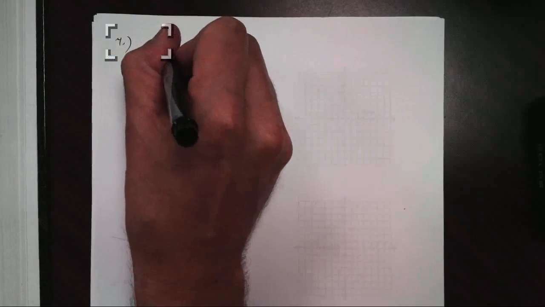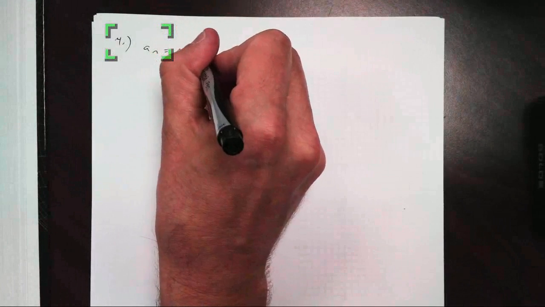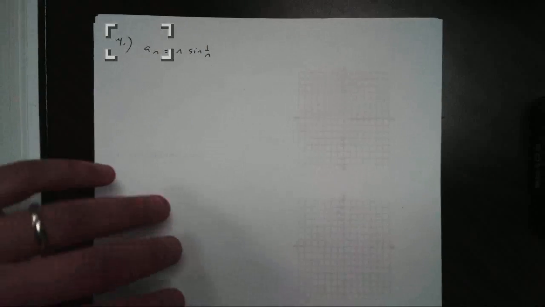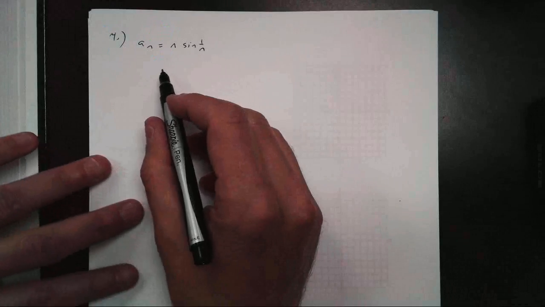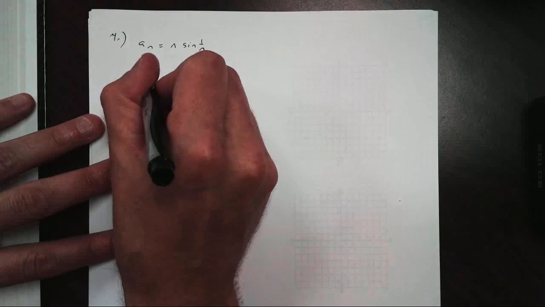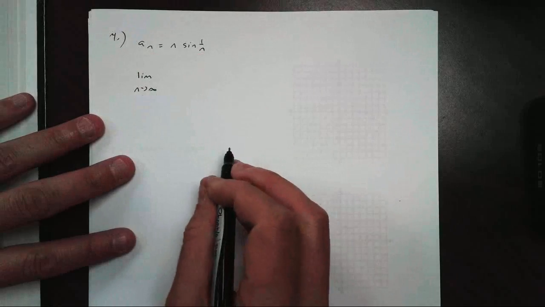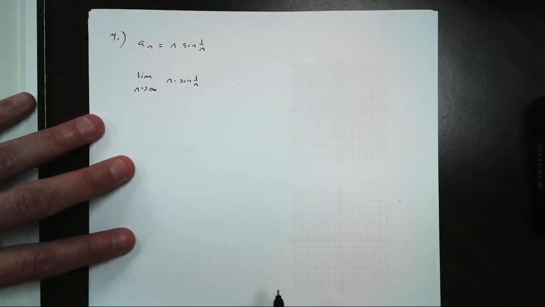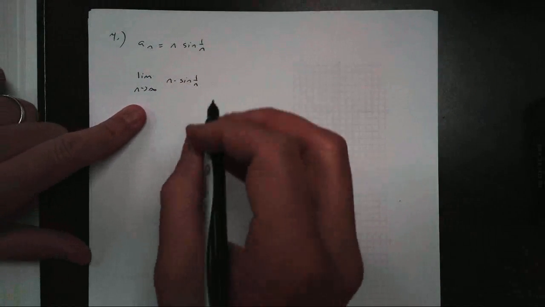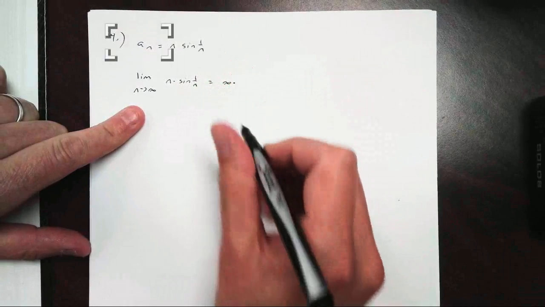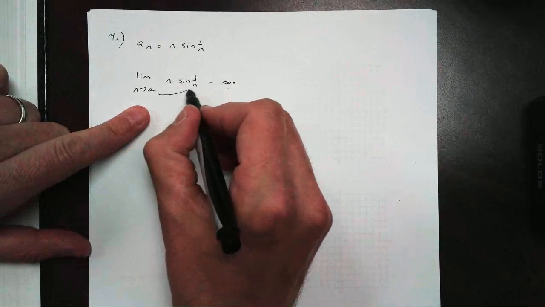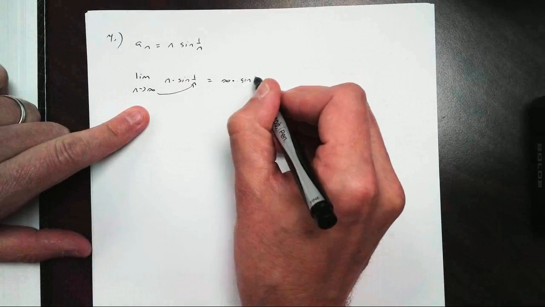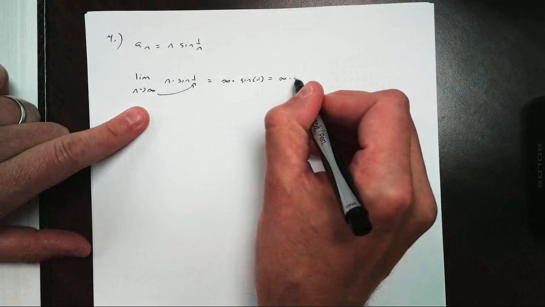All right, let's try this one. What about a sub n equals something like n sine of 1 over n? If I take the limit as n goes to infinity, I get n times the sine of 1 over n. Now, if I plug infinity in, I get infinity times the sine of 0, so I get infinity times 0.